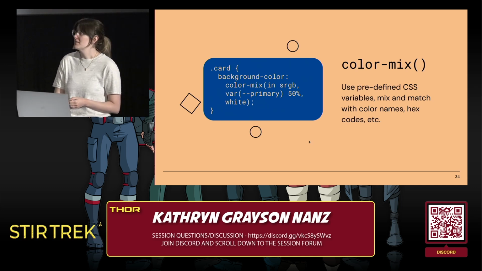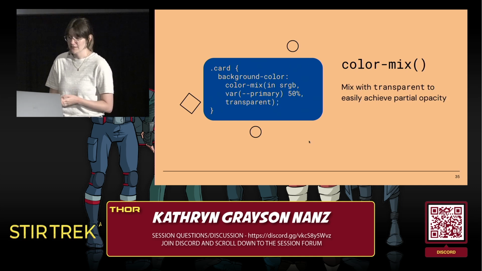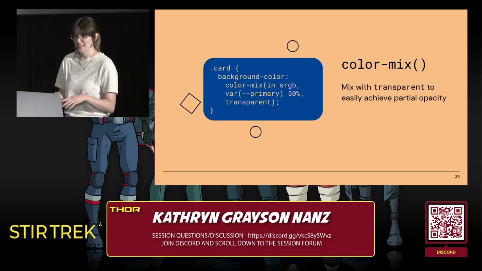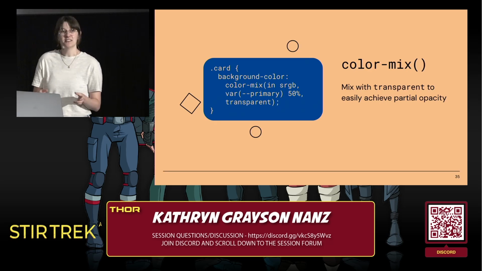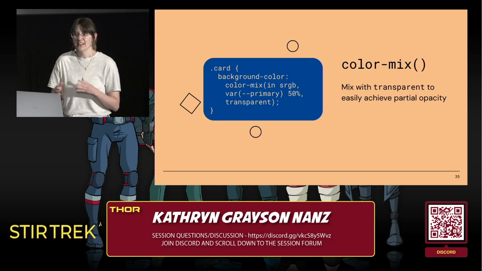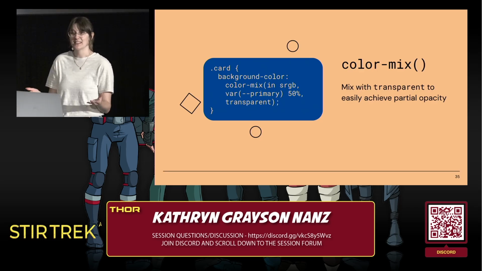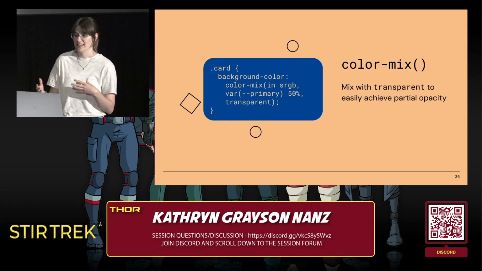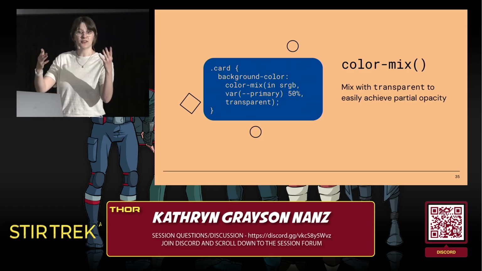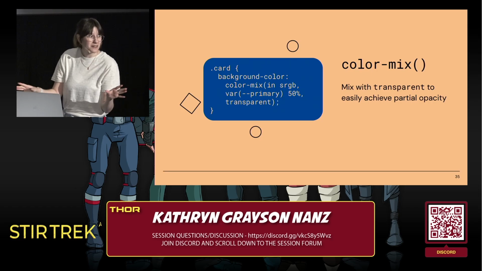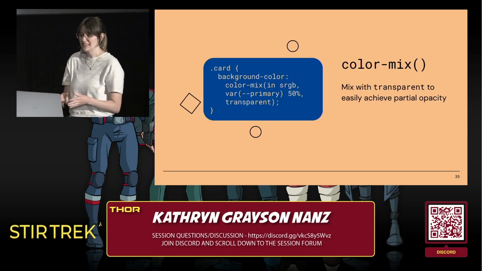But perhaps one of the most useful ways to leverage color mix, though, doesn't actually involve mixing two colors together at all, ironically. Because you can mix any color with transparent to achieve a partially opaque version of that primary color. So let's say you have your brand color, you mix it 50% transparent, you get a half opacity version of the color. That's really handy for things like when you have a modal pop-up and you want to gray out everything behind it. Just makes it super, super easy.